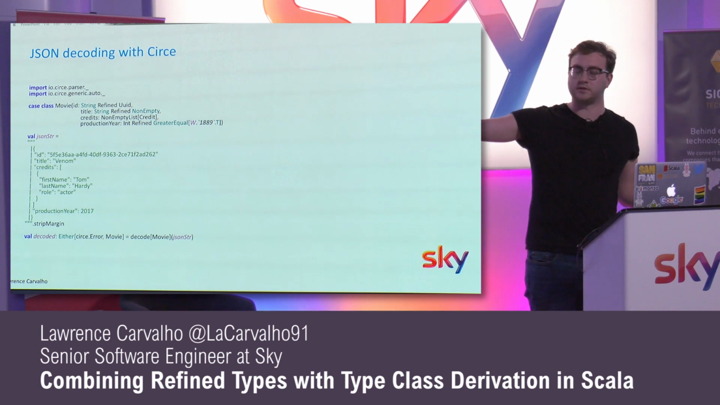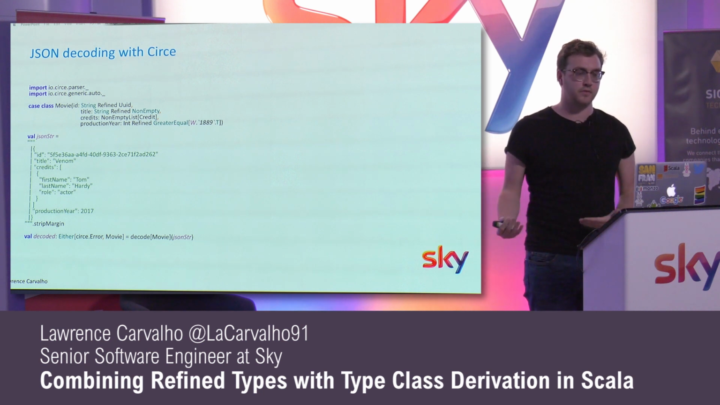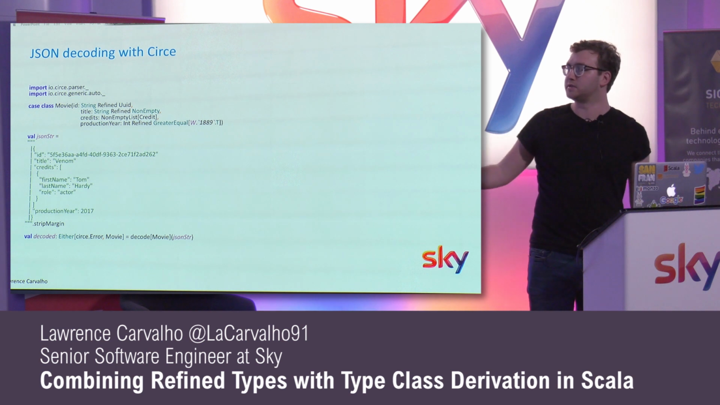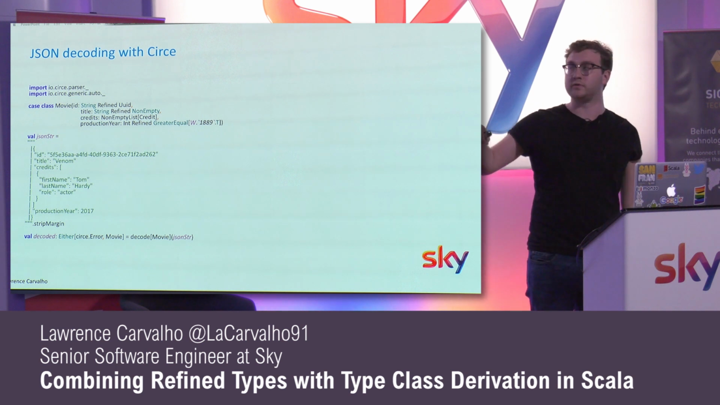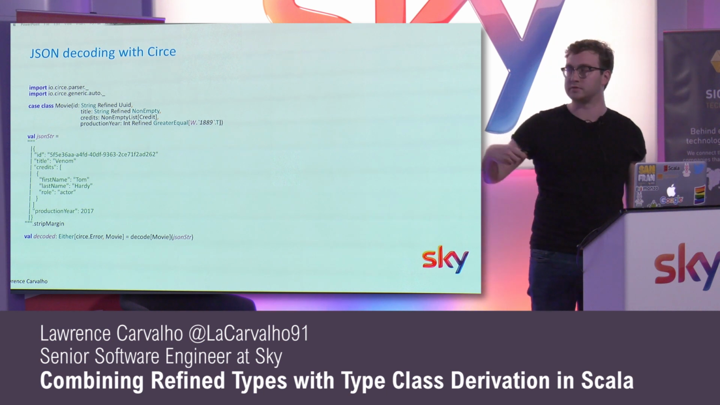And obviously this would work for any other product types that I may need to add. And yeah, you don't have to write any instances. All the instances for the primitive types are defined within Circe, and it's got refined support, so it's all handled for you.